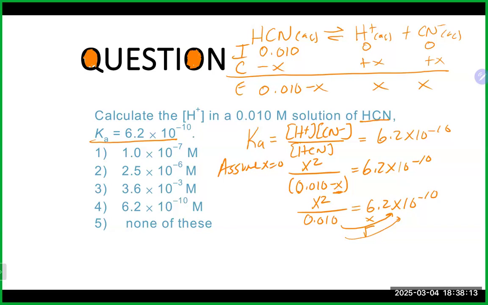If you punch it in correctly, that's going to give you an x value here of 0.00000... I wish I knew scientific notation. 2.49 here.